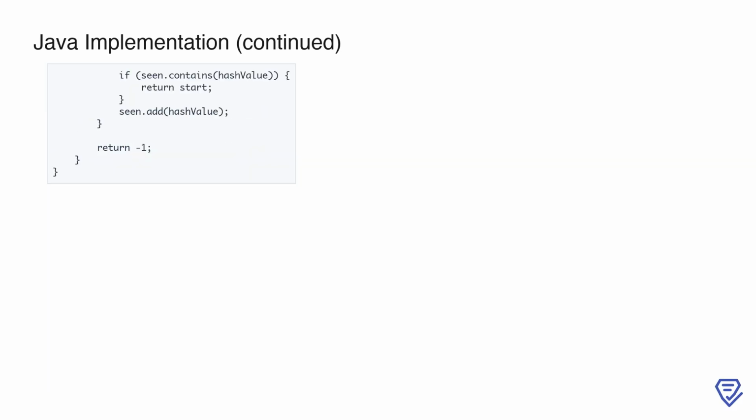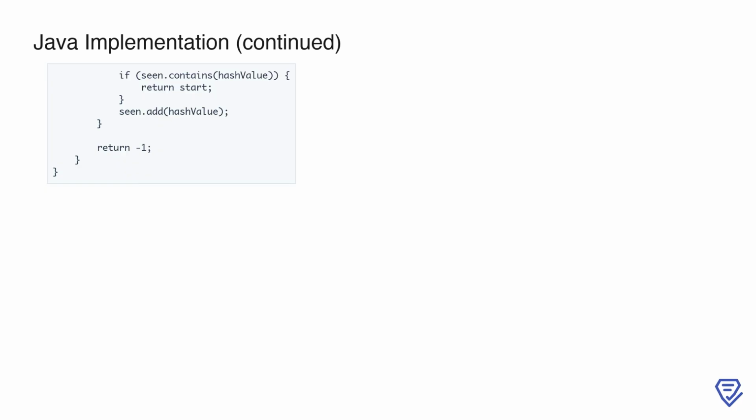In the sliding window loop, after calculating the hash value for the current substring, we check if this hash value already exists in the set of seen hashes. If it does, this indicates that we've found a duplicate substring, and we return the starting index of this substring. If the hash is not a duplicate, we add it to the set and continue sliding the window. Once we've exhausted all possible substrings of the given length without finding any duplicates, we return -1 to indicate that no duplicate substring exists for this length.